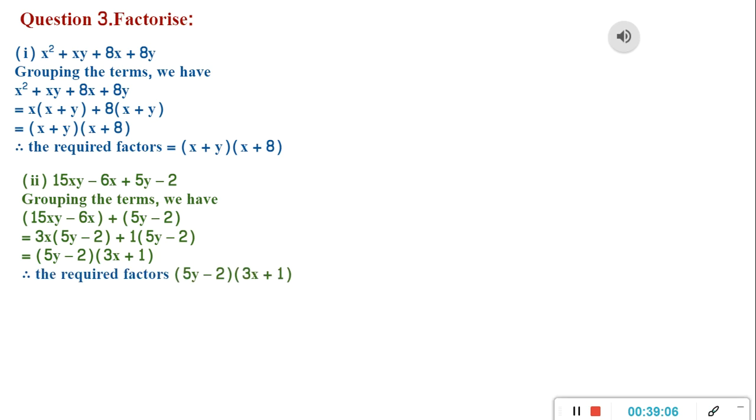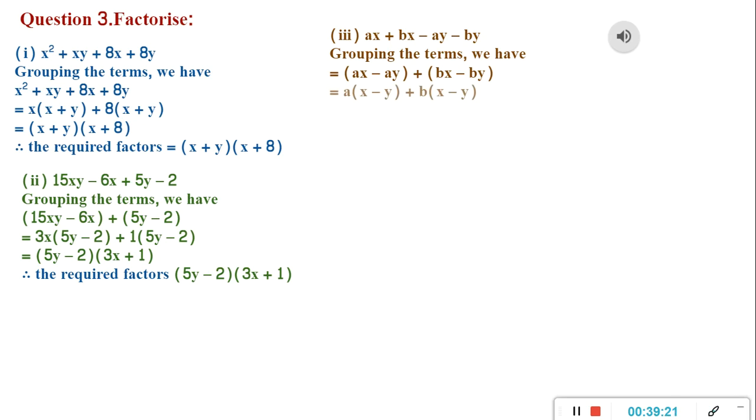Now the third question: ax plus bx minus ay minus by. This question also we already did, both ways, right? So quickly we can do it. Regrouping, we get ax minus ay plus bx minus by. Here a is common in the first case, and x minus y is left out. In the second case, b is common and x minus y is inside. Now you can see that x minus y is common, so that is taken out. x minus y is one factor, and what is left out? a plus b is the other factor. So the required factors are x minus y into a plus b.